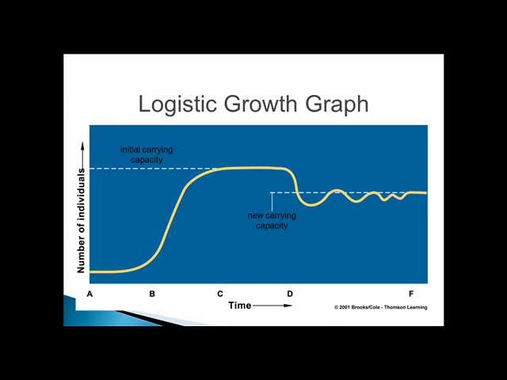The sustainable supply of resources defines the carrying capacity for a particular population in a given environment. The carrying capacity can vary over time and is expressed graphically in the S-shaped curve pattern called logistic growth, which you see here. Logistic growth deals with density-dependent controls.